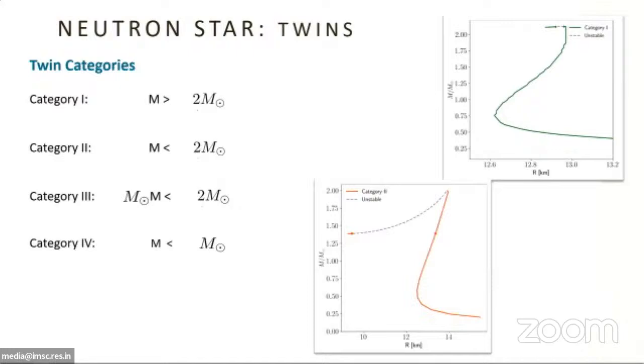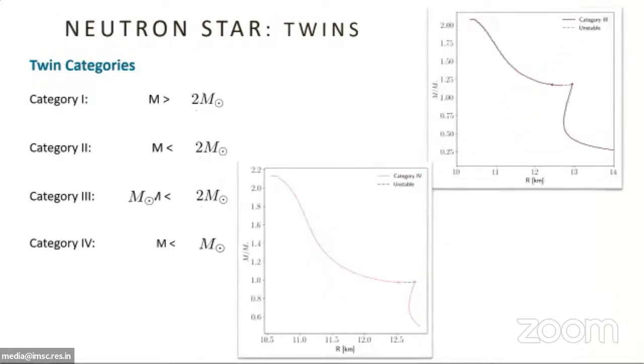This is the category 2 twin, where the first branch, basically the hadronic branch, goes up to 2 solar masses, then comes down, and here there is a stable point. These two stars are twin stars. These are called category 2 twin stars.